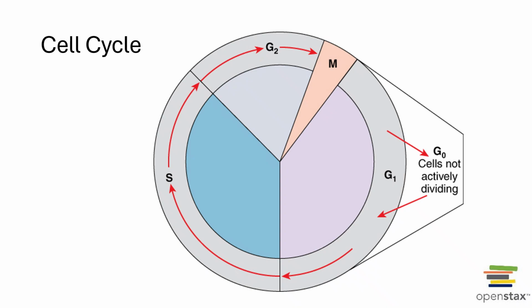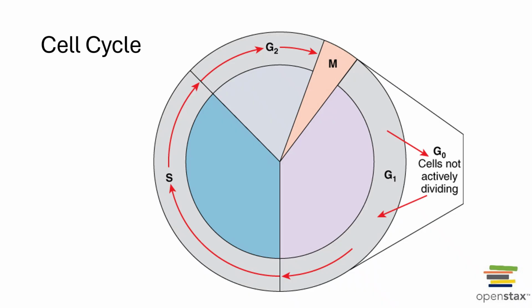If the cell is going to divide, it will need to copy the DNA. This occurs during the S phase. S stands for synthesis because DNA replication occurs during this phase. Next, the cell enters the second growth phase. During G2, the cell checks for DNA damage and produces proteins that prepare for division.